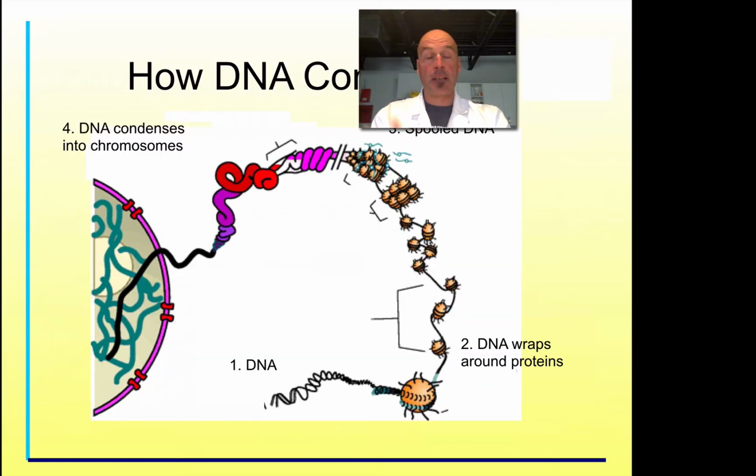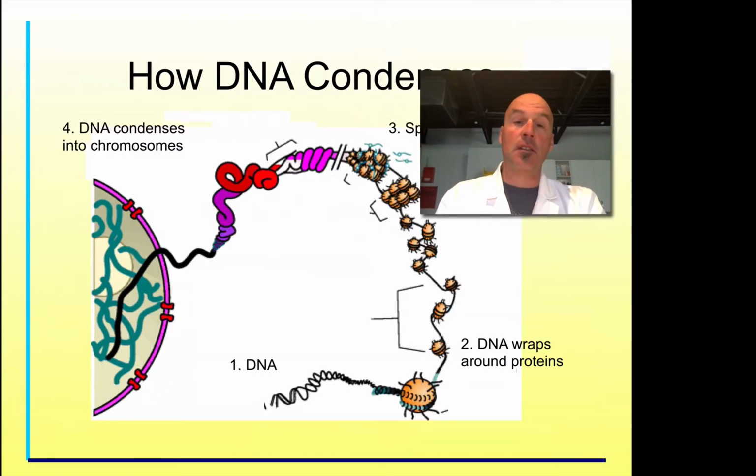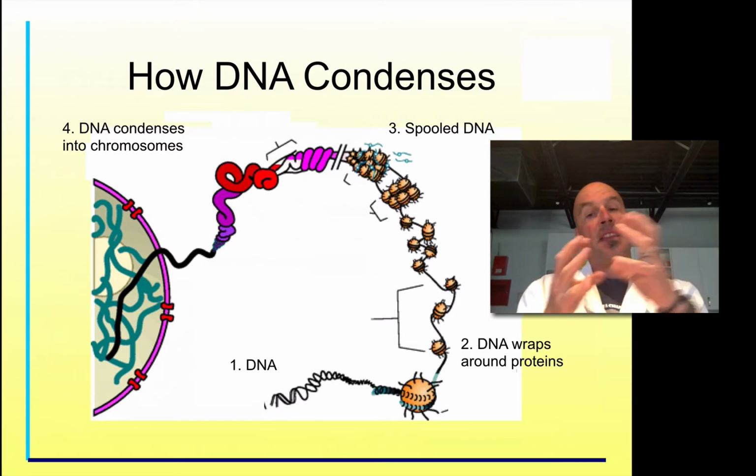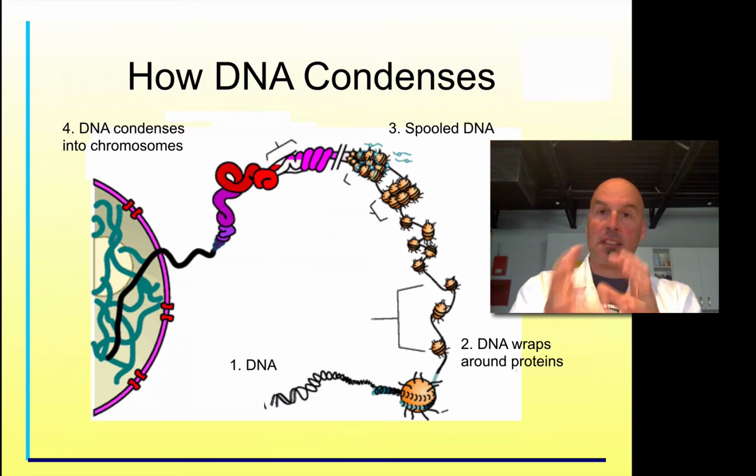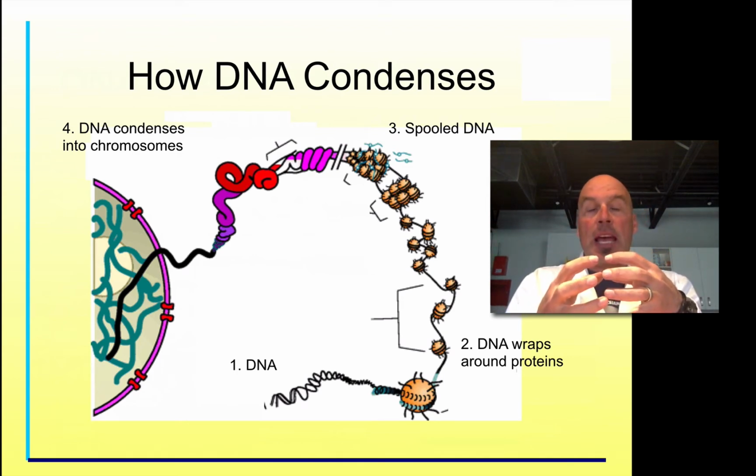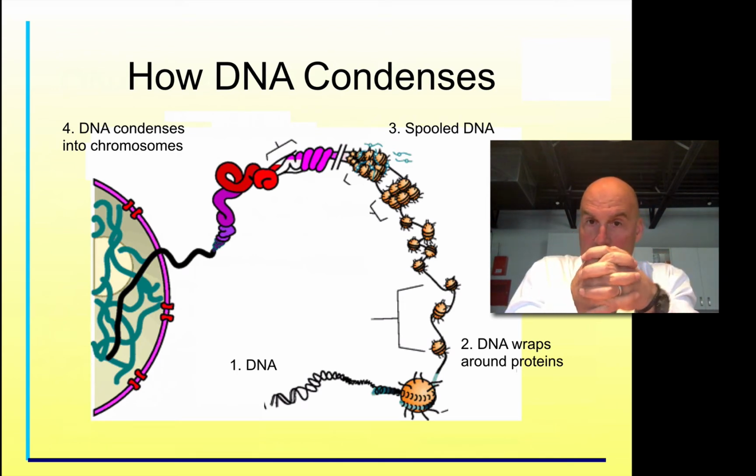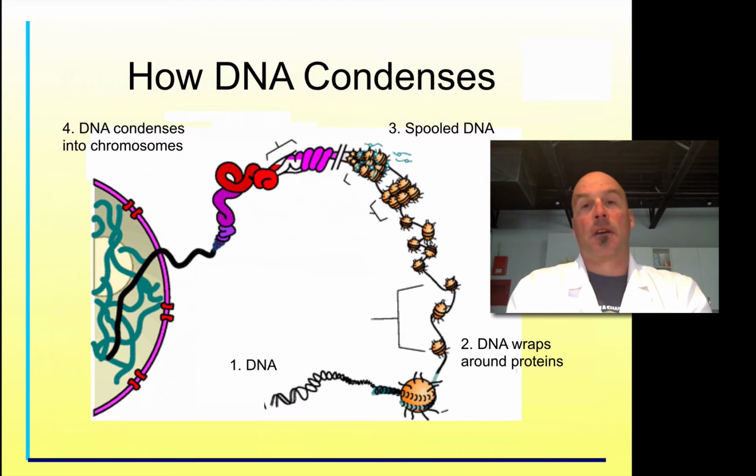All right, so how does DNA condense? Like I said, you've got the DNA, and then the DNA wraps around the proteins. That's kind of like the kite string around the spool. Then you've got the spool DNA, and then that condenses even further into chromosomes.